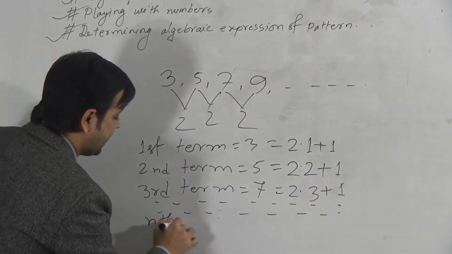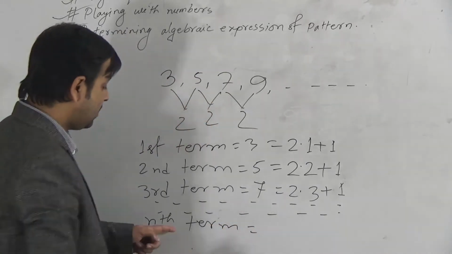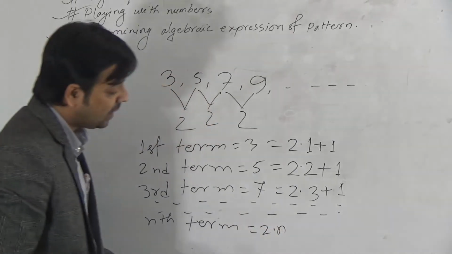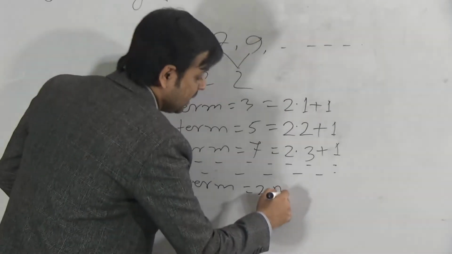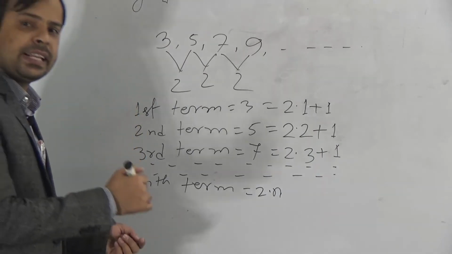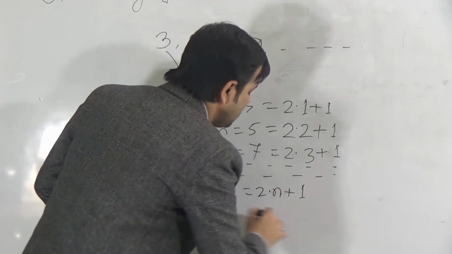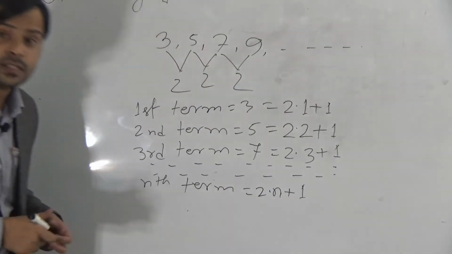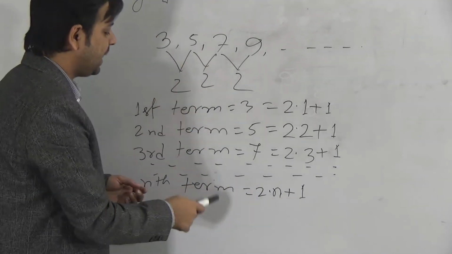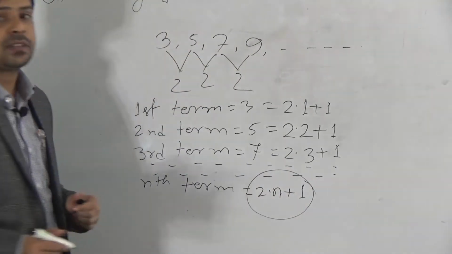we can express that term as the nth term. Here the difference is 2 and the number of term is n. It means 2n. Then we have to add or subtract something to make it balance. As here every time we have to add 1, this is 2n plus 1. So for this pattern we will get an algebraic expression that is 2n plus 1.